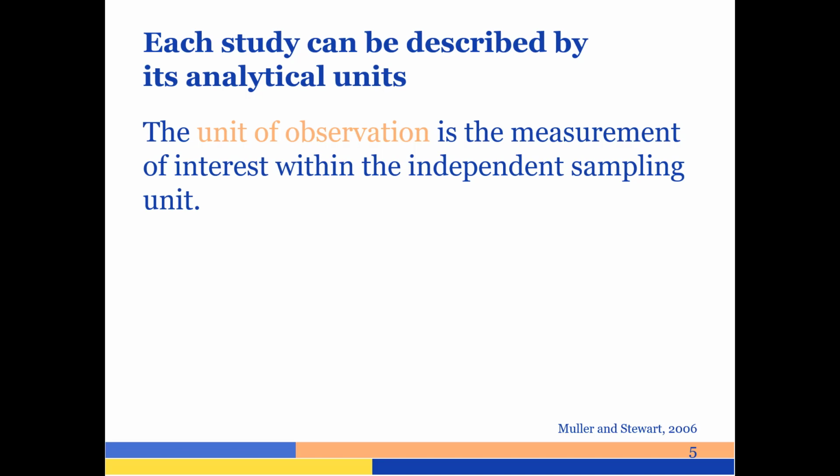Another important term to understand is unit of observation. This is just the measurement of interest for the study, which comes from within each independent sampling unit. In a simple example, if you are running a study to determine the height of each person in your class, each classmate would be an independent sampling unit, as the heights of individuals in your class are all statistically independent of one another. And then from each individual, his or her actual height would be the unit of observation.